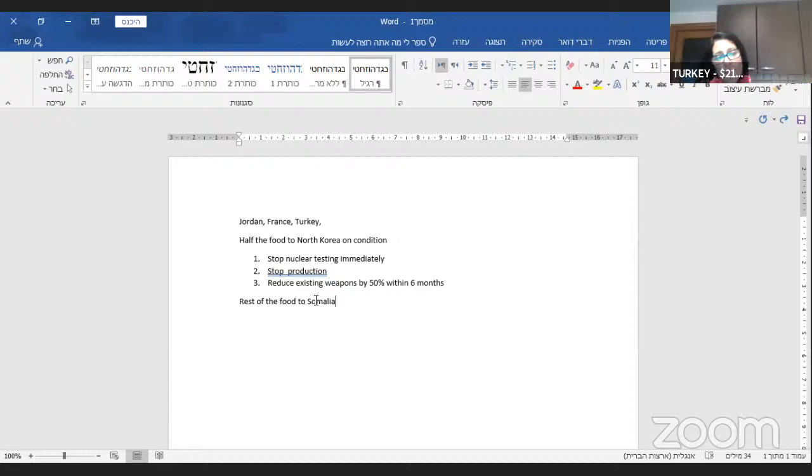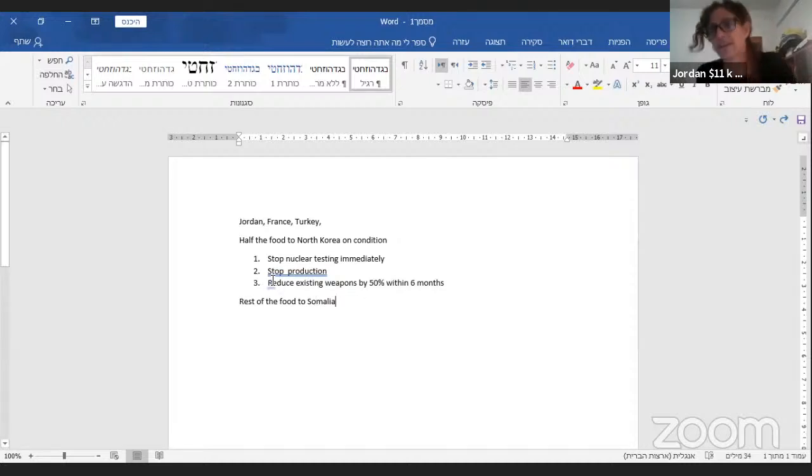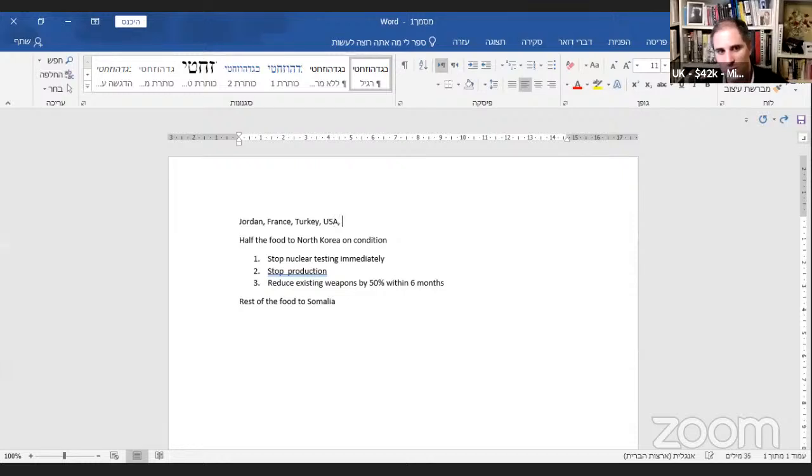I mean, I don't want to be the party pooper, but I think you're right. But then it means that all the food goes to Somalia because that's a condition. Unless they meet our conditions, they get nothing. And if they do meet our conditions, they get 50% of the food. The rest goes automatically to Somalia. So there is a condition here, which we know they might not accept. Who else should I add here?